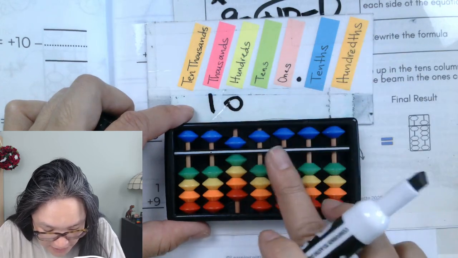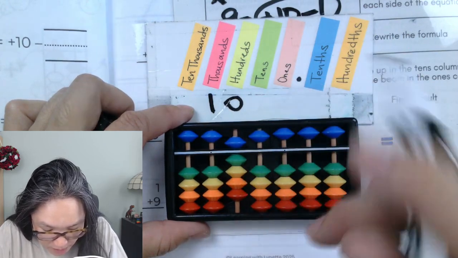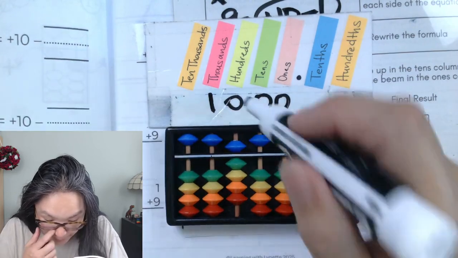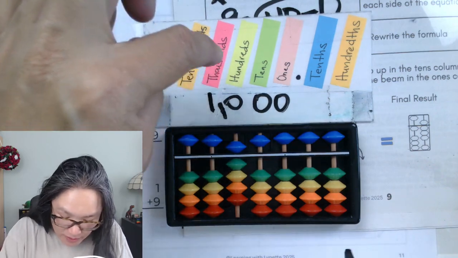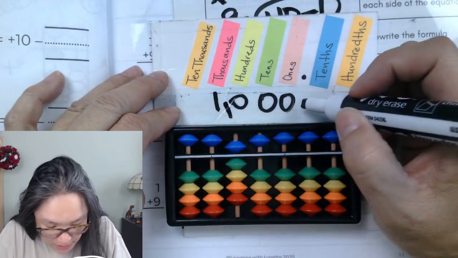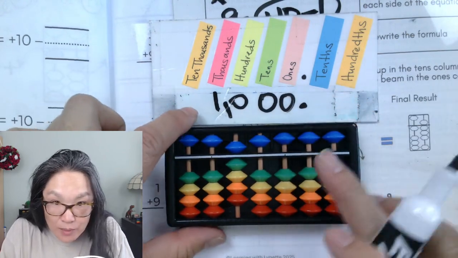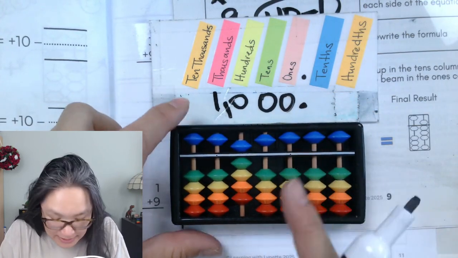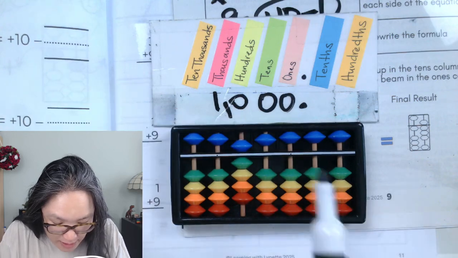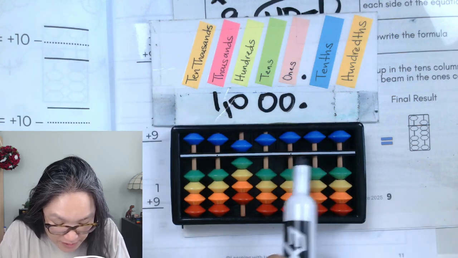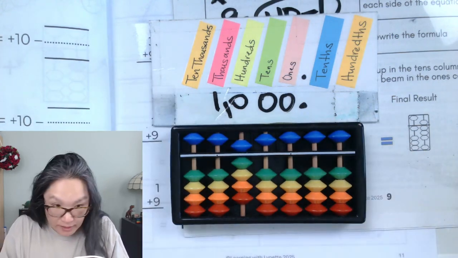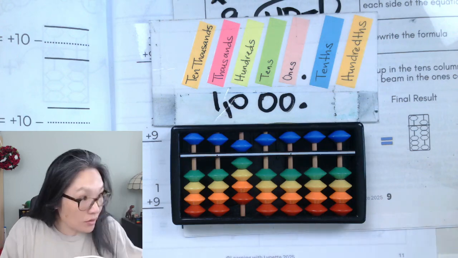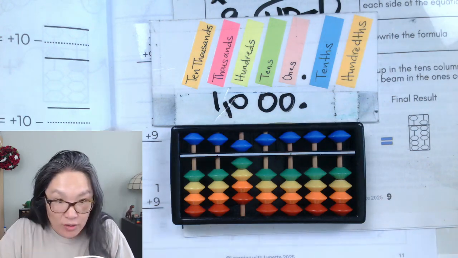But then we have these columns, right? We want to count these columns, so it'd be 1,000. So I have my comma, and then we have our decimal. Our decimal sits between the ones and the tenths. It does not have a place value. It sits between the two place values. So this is my tenths and my hundredths. Let me know if you have any questions.